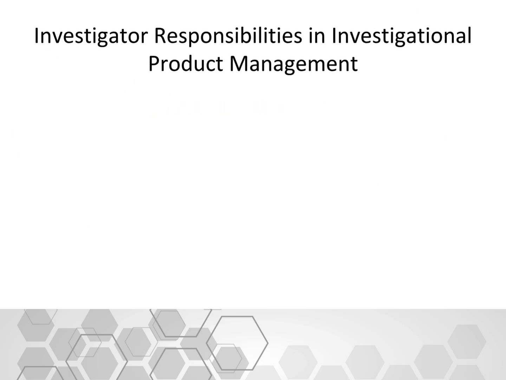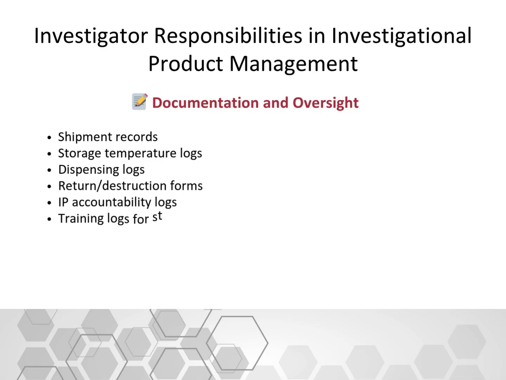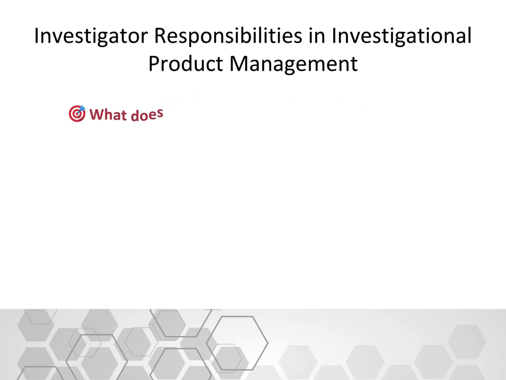Documentation and oversight. Finally, documentation. In IP management, the saying holds true: if it's not documented, it didn't happen. You need shipment records, storage temperature logs, dispensing logs, return and destruction forms, IP accountability logs, and training logs for staff who handle IP. And as the investigator, you need to review these regularly. Not just sign off at the end of the trial, but actively monitor for trends, deviations, or issues that need attention.